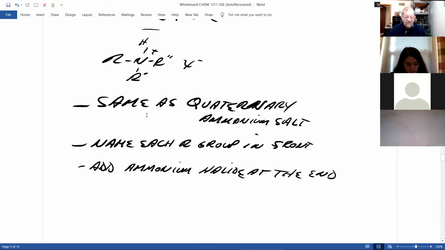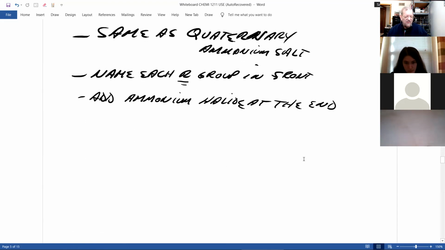Now, one of the things I always get asked at this point is, well, how can you tell the difference between an amine salt and a quaternary ammonium salt? Well, for an amine salt, you never have 4 R groups, 3 or less. For a quaternary ammonium salt, you always need 4 R groups. So let's take a look.